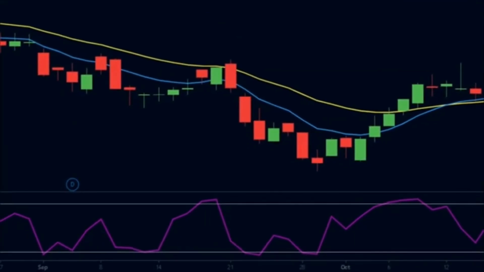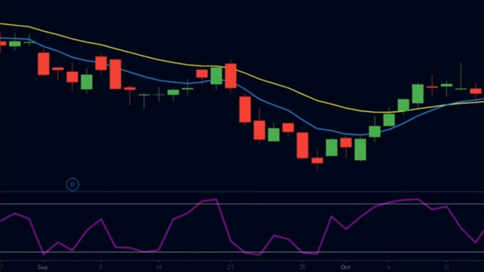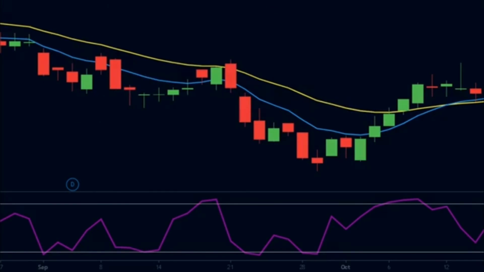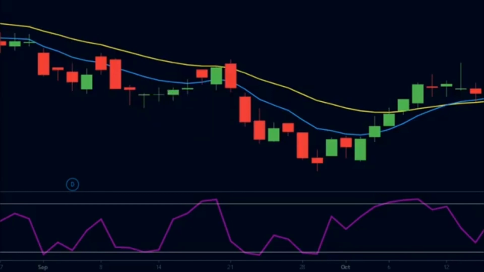Now, let's look at a sell trade. Here we have the AMC stock on a daily time frame. If we look at the moving averages, we can see that the 9-period EMA is below the 21-period EMA, and both these moving averages are sloped downwards. Now, according to our strategy, the area between these two EMAs is a dynamic resistance. This means that this area should provide resistance to the price.